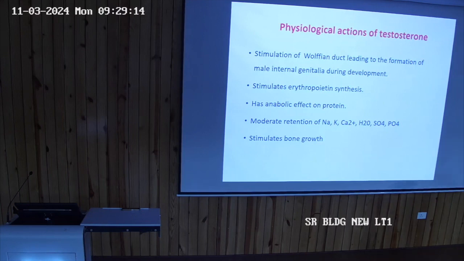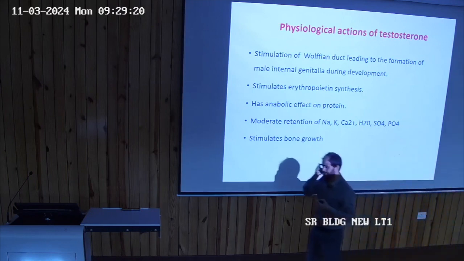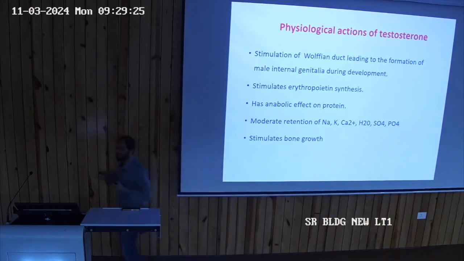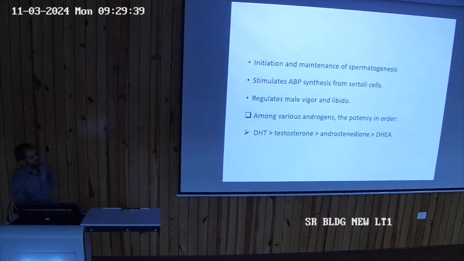Erythropoietic activity को बढ़ाता है, and it increases the muscle mass. जो muscle protein है उसको synthesize करता है. It is having an anabolic action on protein, so it will increase the muscle mass. Okay, and moderate retention of sodium, potassium, calcium, water, different electrolytes, and also it stimulates the bone growth. And spermatogenesis में involved होता है.